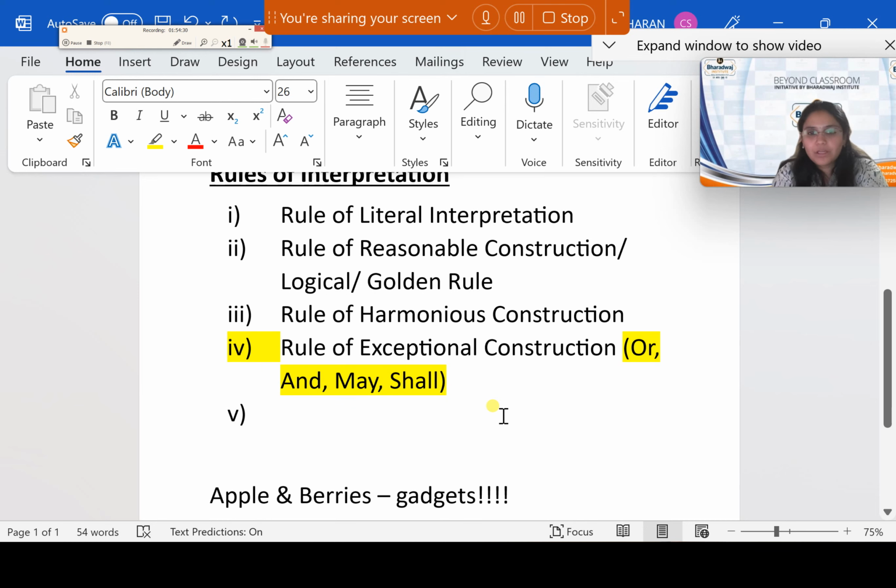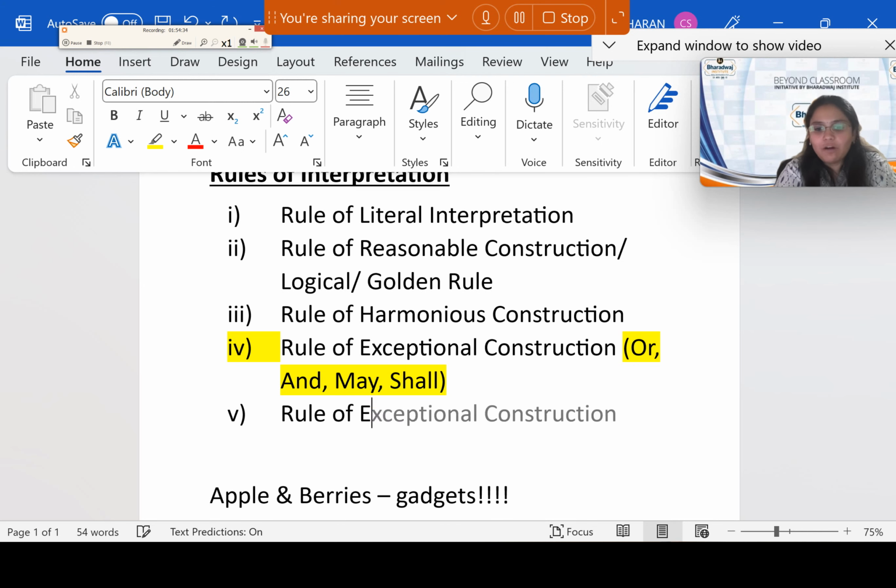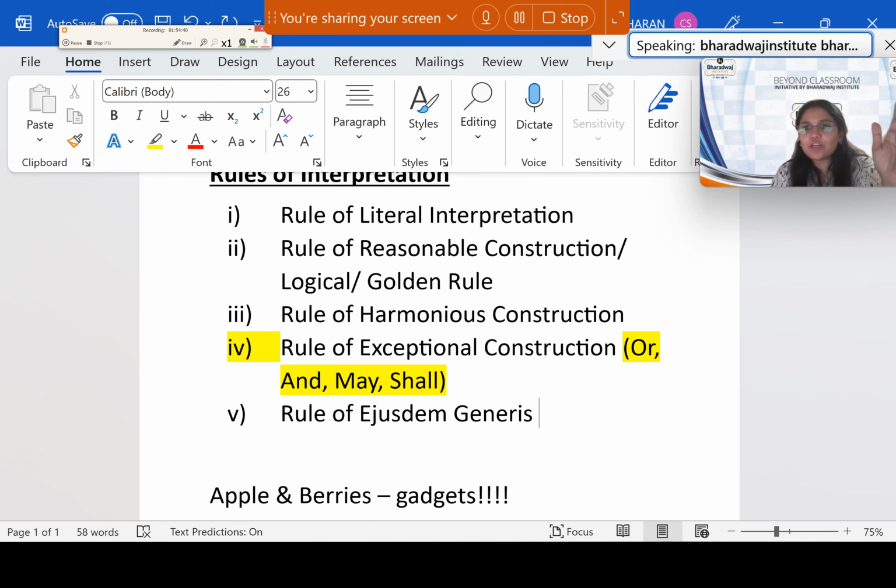Next one. Okay, the next rule. The next rule is called the rule of ejusdem generis. What is this? As far as law is concerned, we talk about specifics. For example, if I'm telling you, when you are on an aircraft, you cannot carry knives, guns, etc.